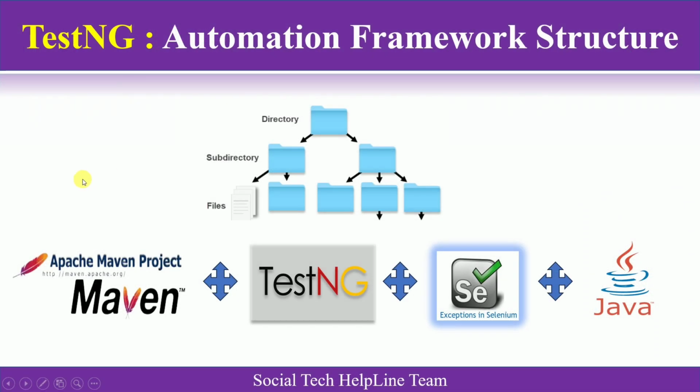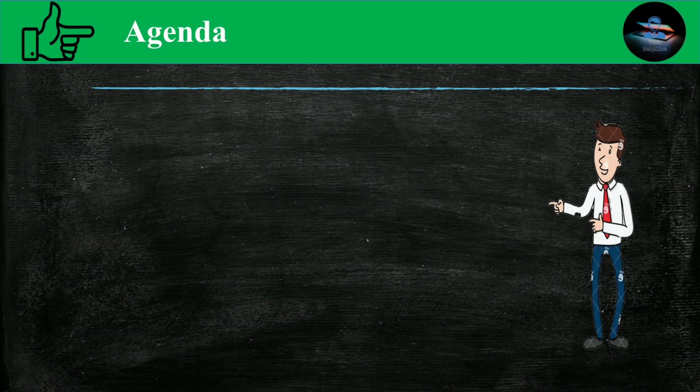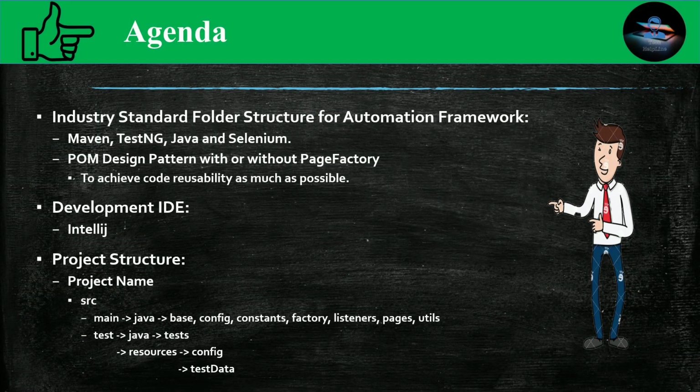Here in the first page, we are going to create the automation framework folder structure for TestNG related projects. We are going to use Maven plus TestNG plus Selenium and Java as the programming language. These are the tools and frameworks we are going to use to create our automation framework from scratch. So this is the agenda, guys.